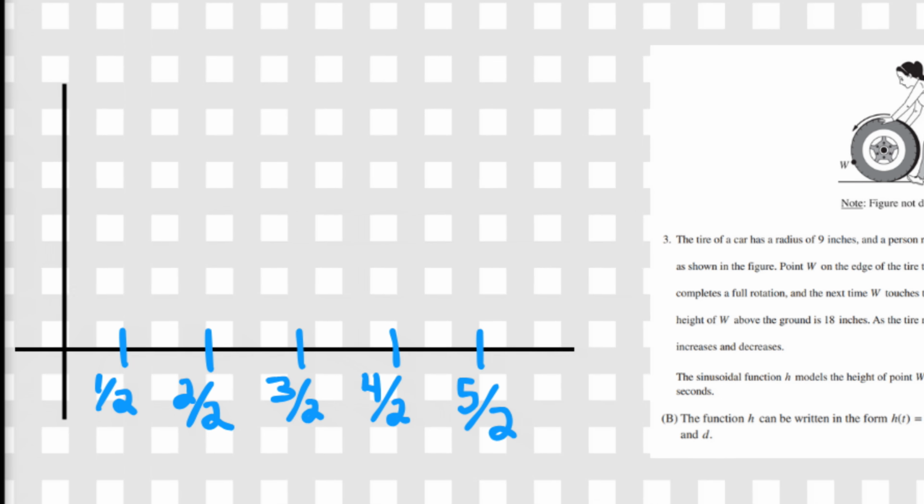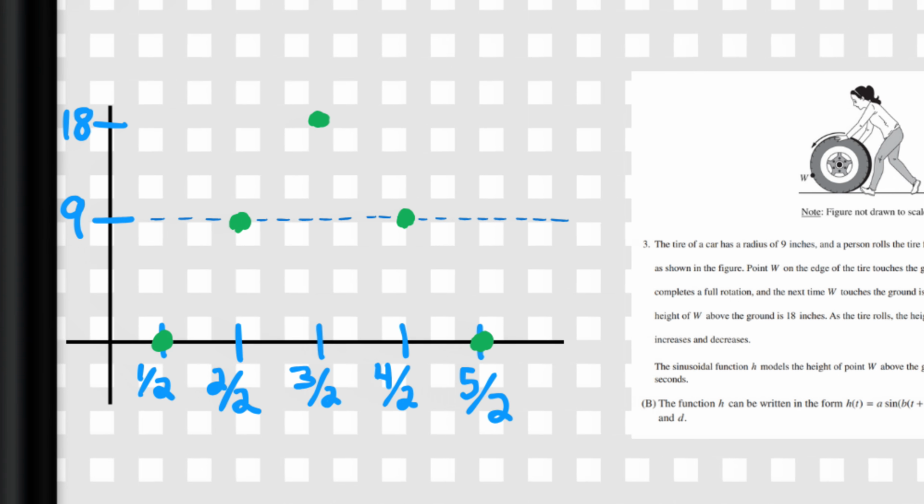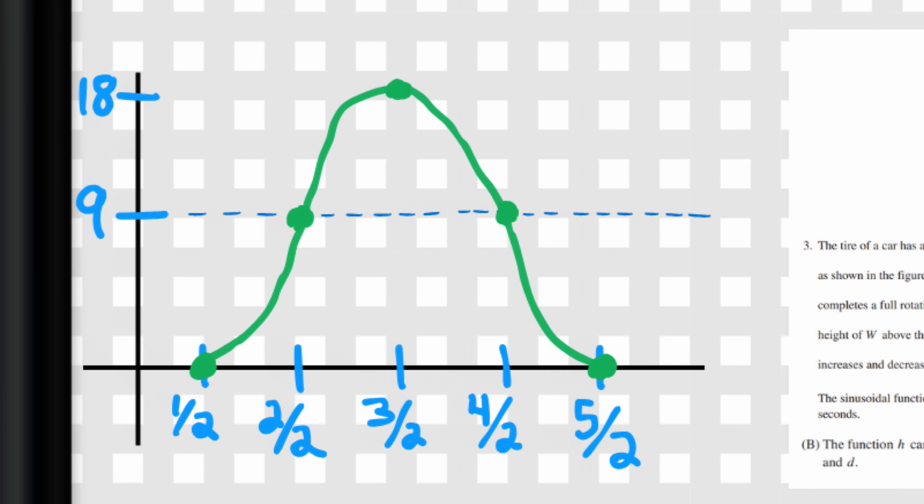Good. Now let's plot the y-axis. The maximum is 18, making the midline 9. At 1/2, the tire is on the ground, or at 0, and it is also at 0 at 5/2. So we just fill in the extra points from there. The way these points are modeled imagines the tire spinning in a circle.